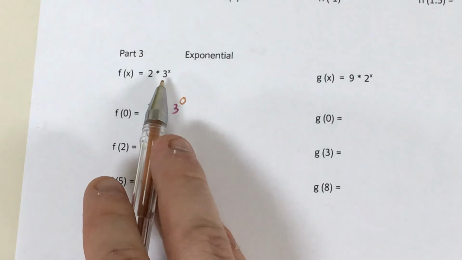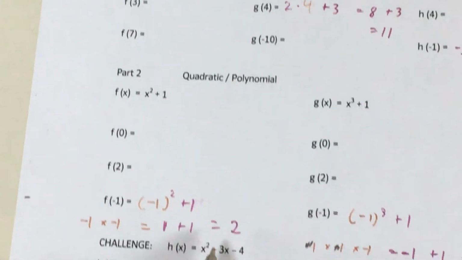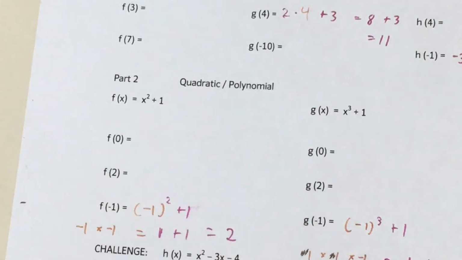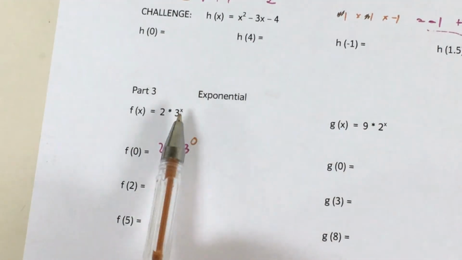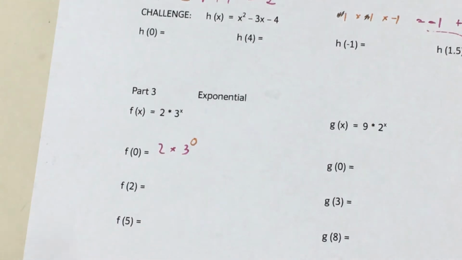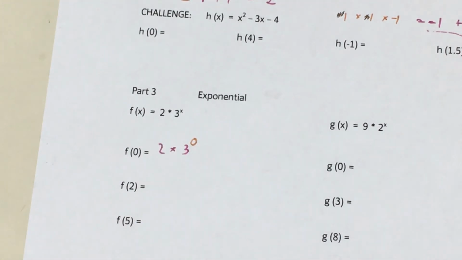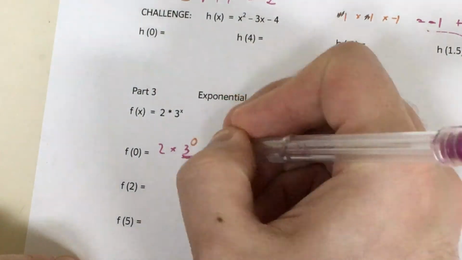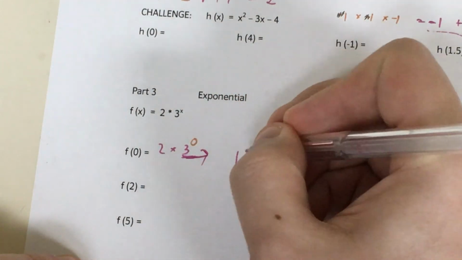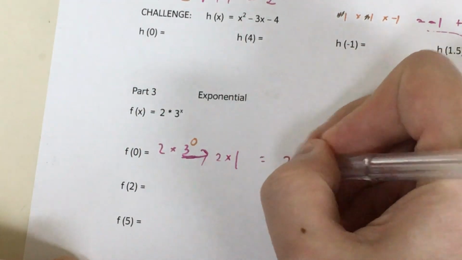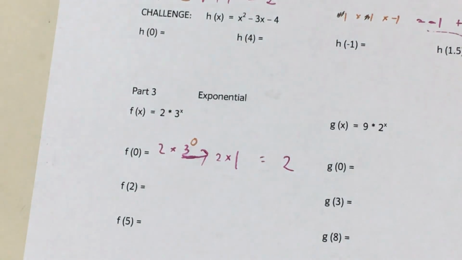This type of problem, this type of function is different from the others. We had the variable in the base here, and the exponent was just a number. But now we have a number in the base, and the exponent is our variable. So this is going to change just a little bit. So 2 times 3 to the 0 power. And the one thing that I want y'all to remember that I wrote on everybody's sheet is that anything to the 0 power equals 1. So 2 times 3 to the 0 becomes 2 times 1, which would produce an output of 2.